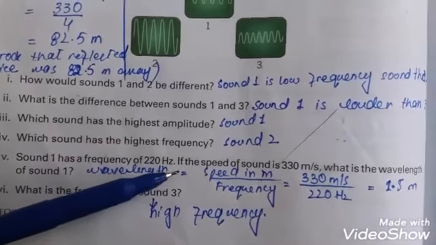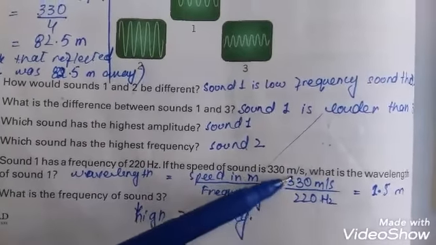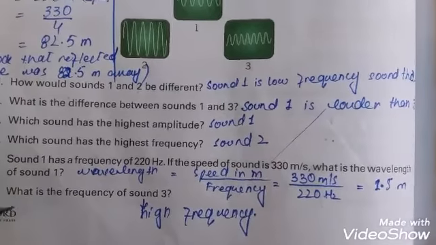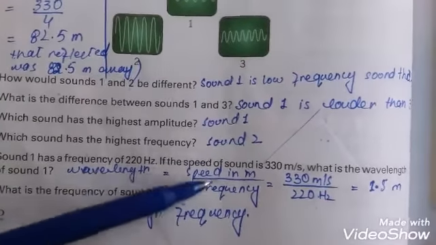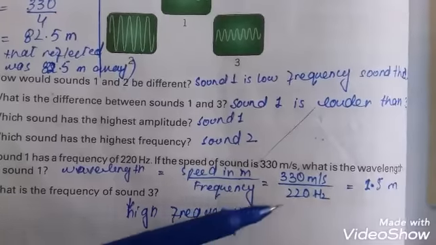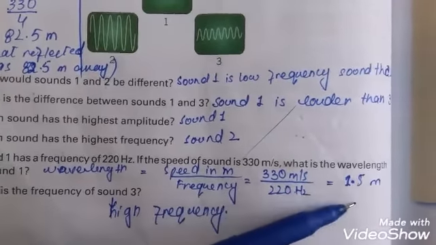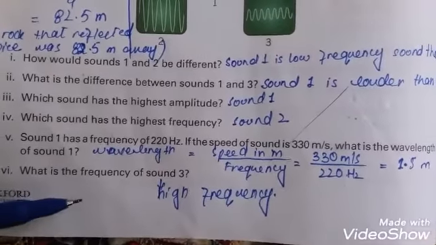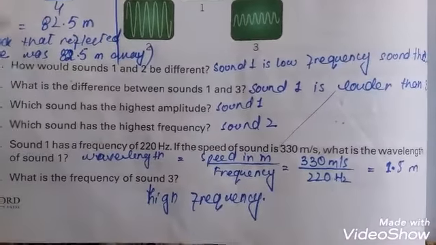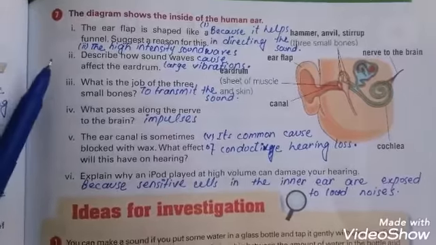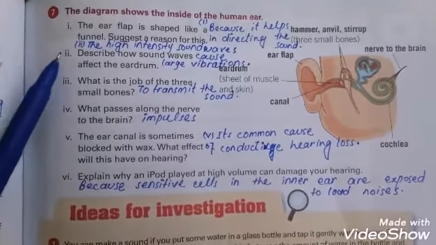Sound 1 has a frequency of 220 Hz. If the speed of sound is 330 meters per second, what is the wavelength of sound 1? Wavelength is equal to speed in meters per second over frequency. 330 meters per second over 220, then the answer is 1.5 meters. And what is the frequency of sound 3? High frequency.